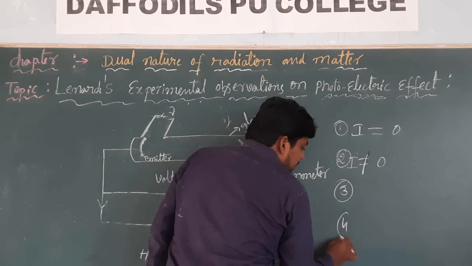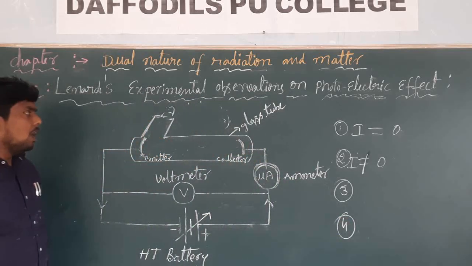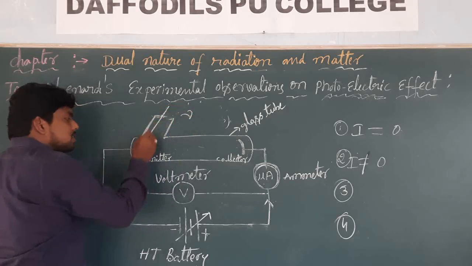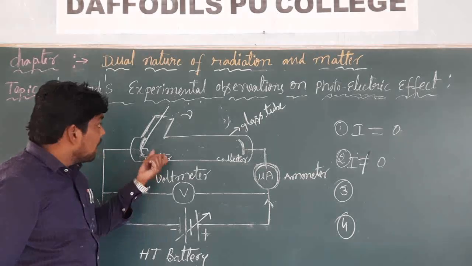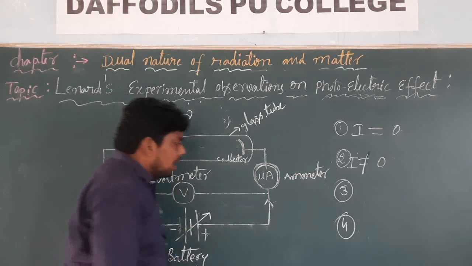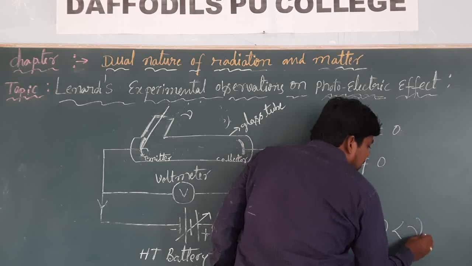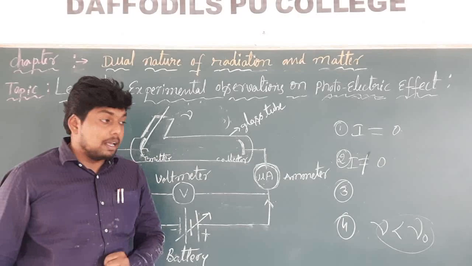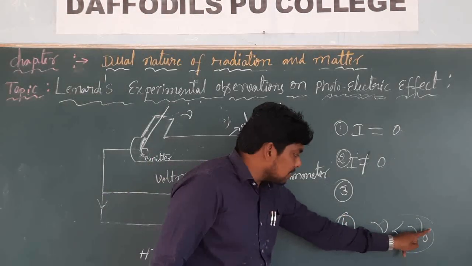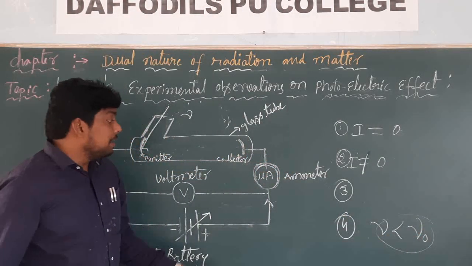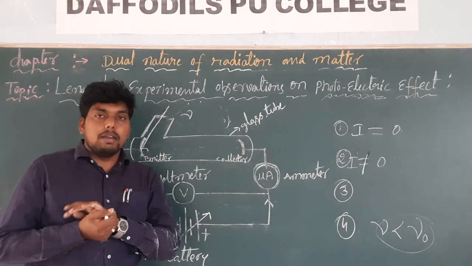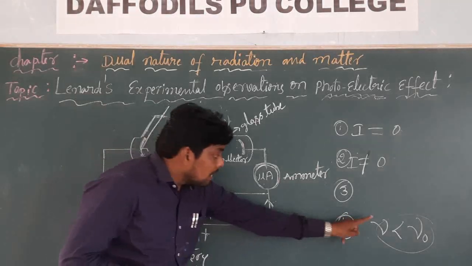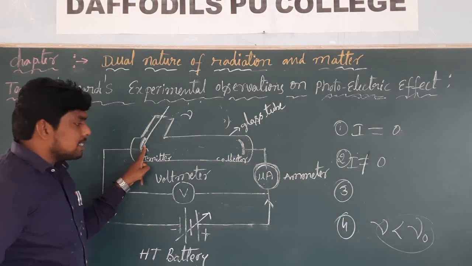Next, the fourth point. What about the fourth point? When the radiation falling on the emitter plate has a certain frequency, and that frequency is less than nu naught. The frequency is what? Less than nu naught. Nu naught is what? The threshold frequency. If the frequency of incident radiation is less than the threshold frequency, he observed that there is no electric current in the circuit. Why is there no electric current in the circuit? Because the frequency of incident radiation is less than the threshold frequency.